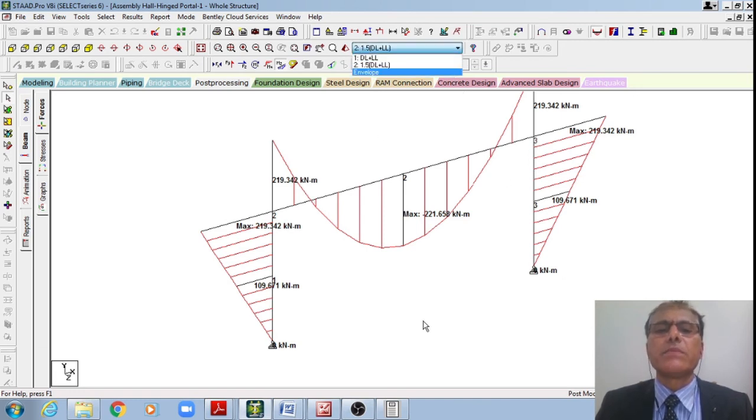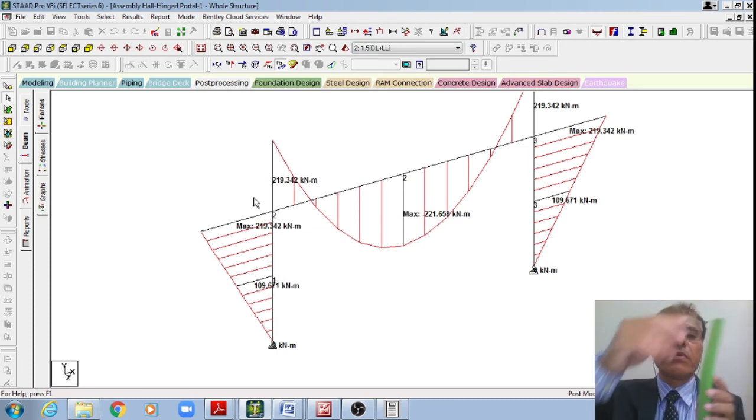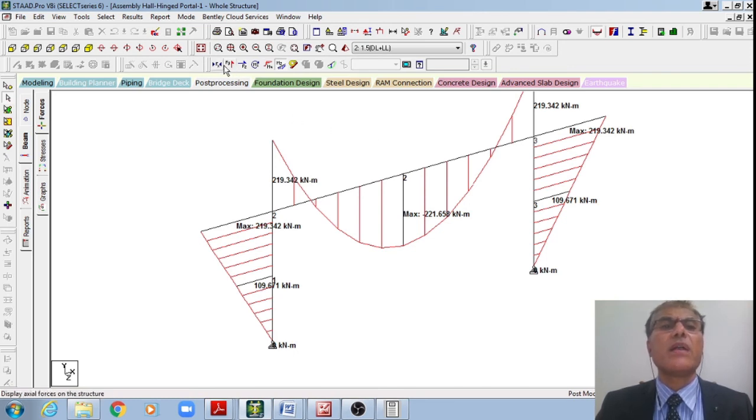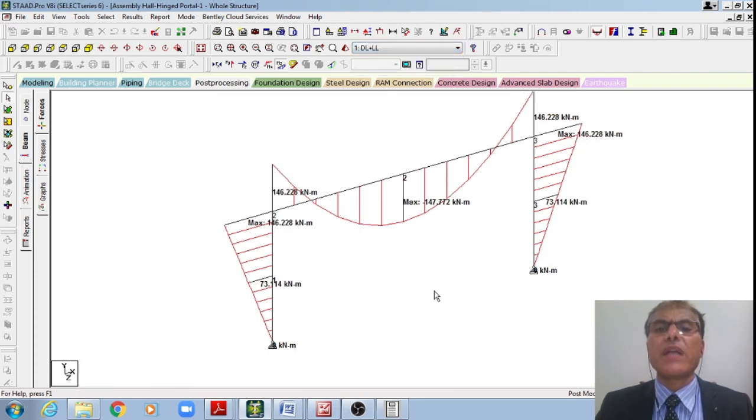Whereas the factored bending moment at the end of the column, which is varying from 0 at the bottom of the column, is 219 factored bending moment. That is how the variation of the bending moment is, student. Likewise, now you can see the variation of the shear force also. Now let us see this value for unfactored loads.